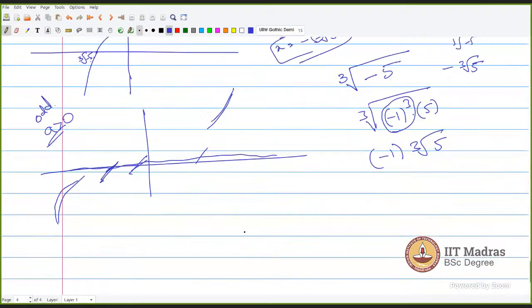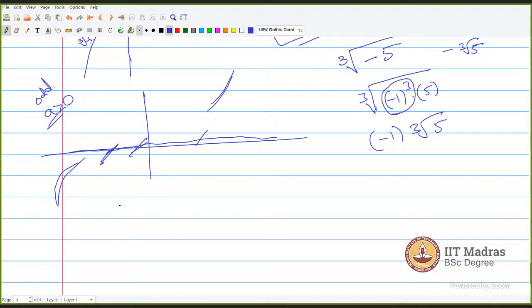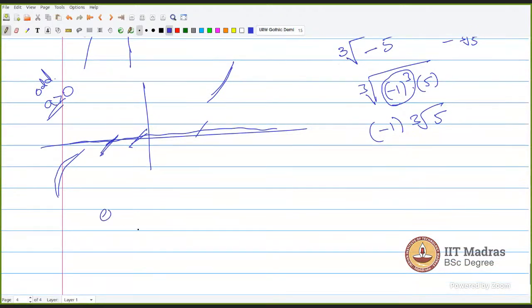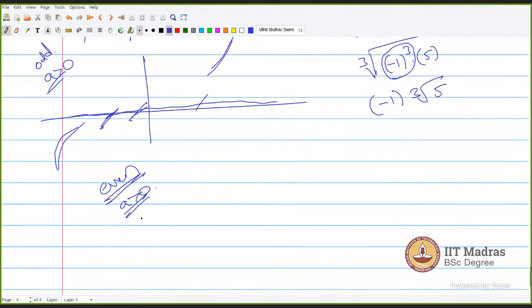Let me complete this. And when it comes to equal roots, will we count it as only one root? Multiplicity 3 or 4 or 5? Right. So it is one root, with multiplicity 2 or 3 or 4, depending upon the multiplicity. It's only one root.